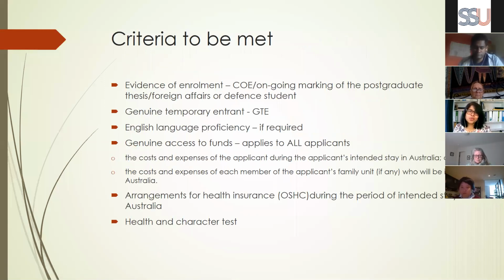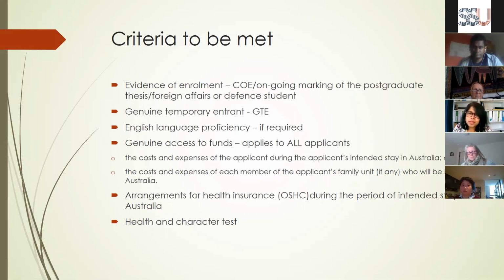Okay, so the other requirement is that you should meet criteria to be granted a visa as well. Again, the evidence of enrollment: you can provide the COE, or ongoing marking of the postgraduate thesis, or a letter from Foreign Affairs or Defense if students are sponsored by those organizations or departments. If you're offshore, you should provide a COE, onshore COE or a letter of offer. Again, secondary exchange students have particular documentation. So basically evidence of enrollment, the common document is the COE, or if you're a postgraduate student, a letter from the university. And also you have to meet the genuine temporary entrant criteria.